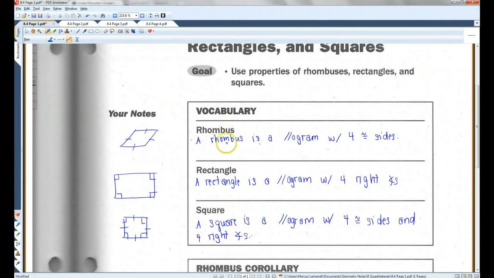A rhombus is a parallelogram with four congruent sides. Kind of like, imagine a square that's slanted. A rectangle is a parallelogram with four right angles, as shown. A square is a rhombus and a rectangle put together. It's a parallelogram with four congruent sides and four right angles, like this.